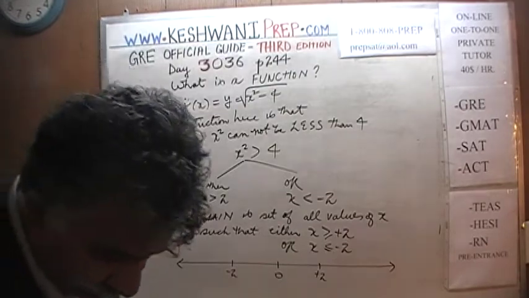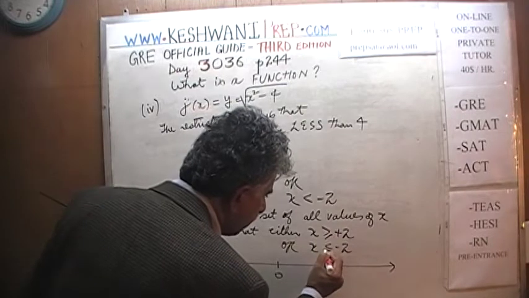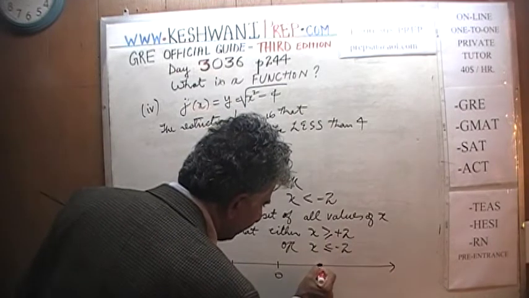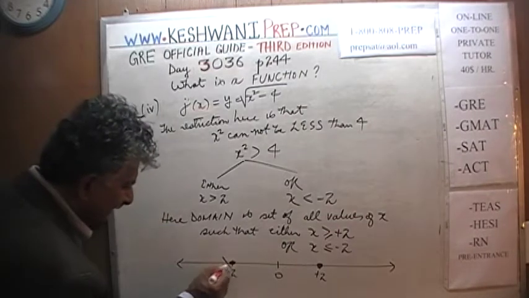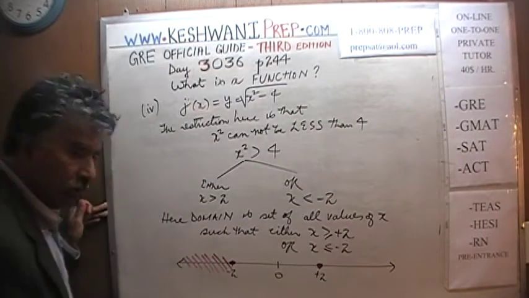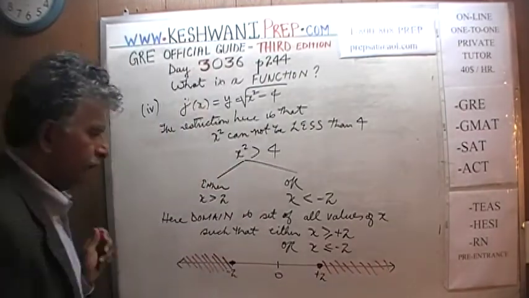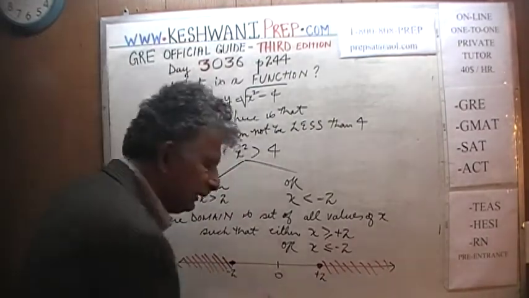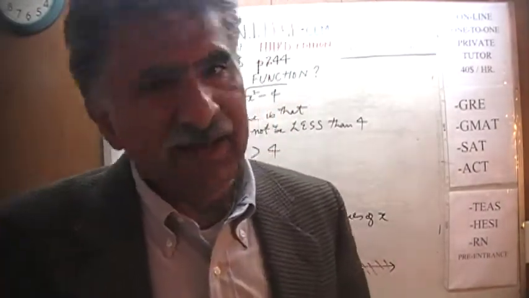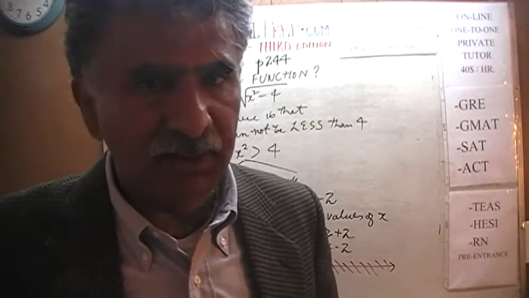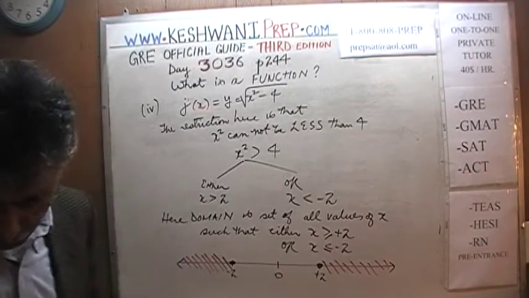And because it's allowed to be equal to, these are going to be filled in dots. And it better be either less than or equal to negative 2 or more than or equal to positive 2. Anything that falls in between is not part of the domain, which is the same as saying is not allowed. X cannot be anything between negative 2 and positive 2. That was 4. Let's do the fifth one.